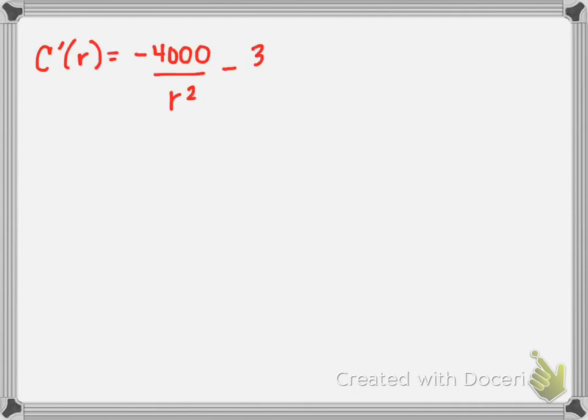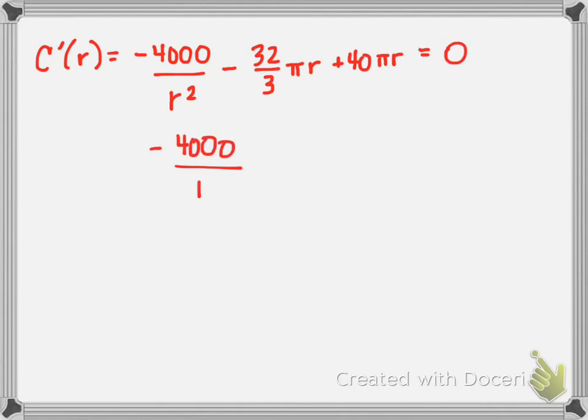Just rewriting the derivative, thinking about the critical values, they occur when the derivative is 0 or when the derivative doesn't exist. This derivative does not exist when r is 0. Of course, 0 is already not in our domain, so that's not a new critical value. So now we need to find where it equals 0. Simplifying the left-hand side a little bit, combining the second term and third term, we get 88/3 pi r.